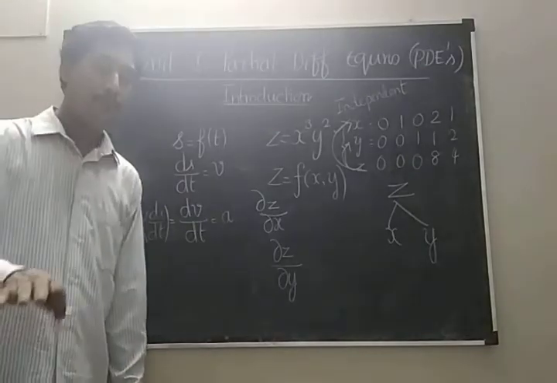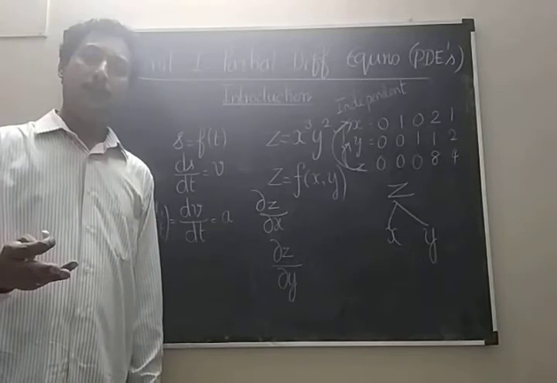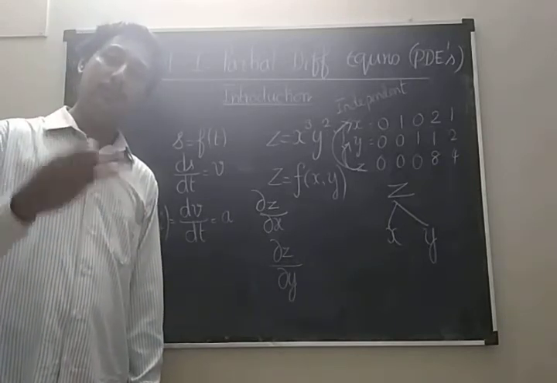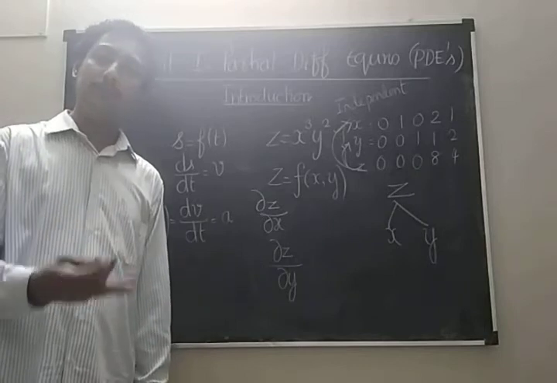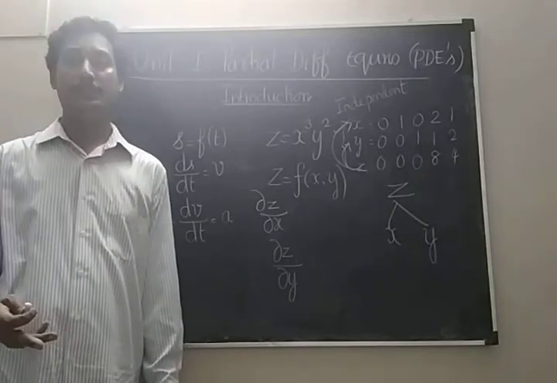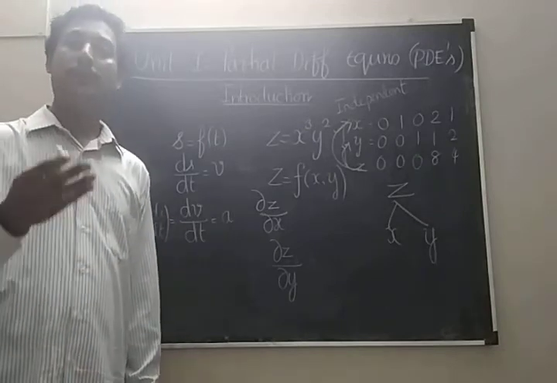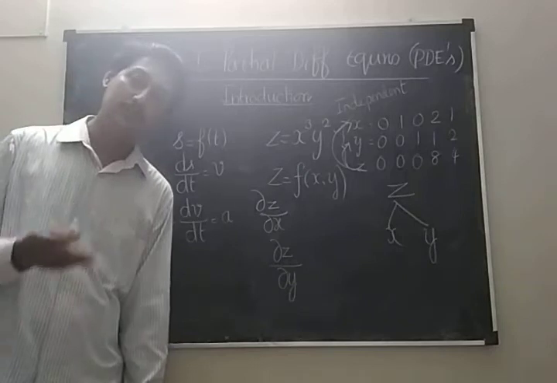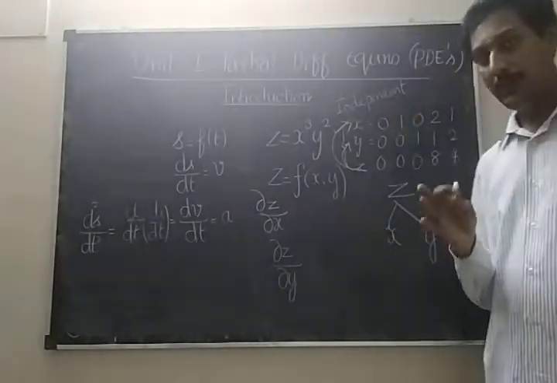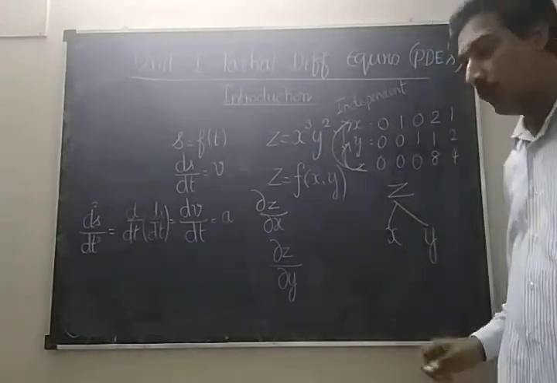But because z is a function of both x and y, both are variables. It will affect the z value. At a time we differentiate with respect to any one variable, and the other is treated as a constant. So we can do the partiality. That's why this is called partial differentiation. Got it? Clear?